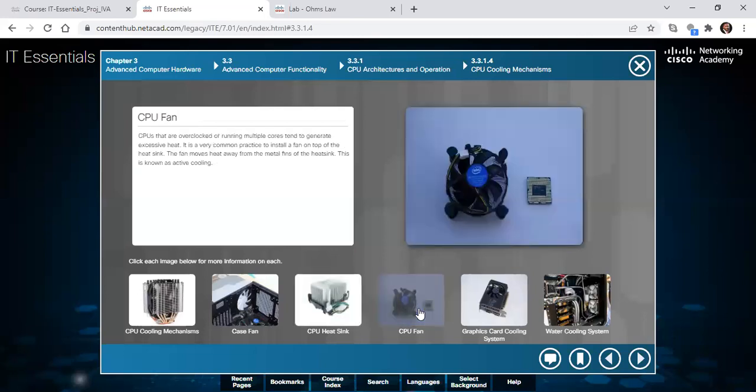So let's look at another function. There's what we call the CPU fan. Apart from having the heat sink, they still have a fan on it. CPUs that are overclocked or running multiple cores tend to generate excessive heat, so it's a very common practice to install a fan on top of the heat sink. The fan moves heat away from the metal fins of the heat sink. This is known as active cooling. So we have passive cooling, and we have active cooling. Please take note of that. During your exam, it comes out.